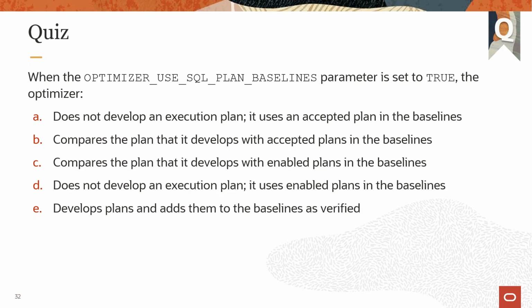Now the right answer is B. SQL Plan Management does not tell the optimizer that it has to use a particular execution plan. No, the optimizer, as always, will come up with an execution plan, but then it sees with the help of the SQL Plan Management base whether that execution plan can be used or not. So the right answer is B. It compares the plan that it has developed with the accepted plans in the baseline.